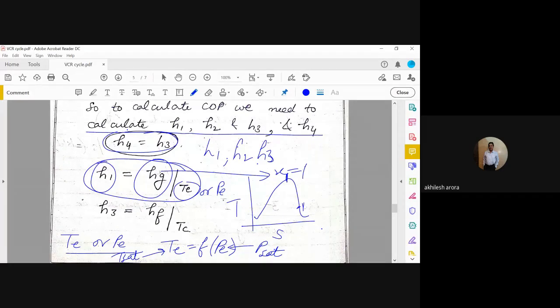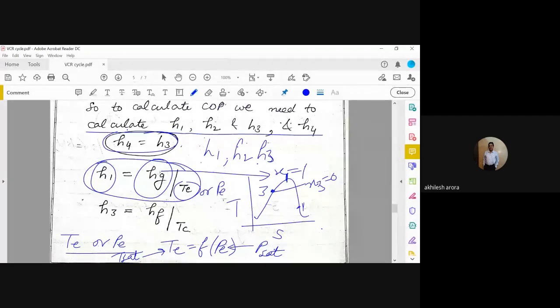Now H3. What is H3? H3 point is after the condenser. It is somewhere here. So here, what is the value of the dryness fraction? The value of X3 is equal to 0 here, so it is a saturated liquid.